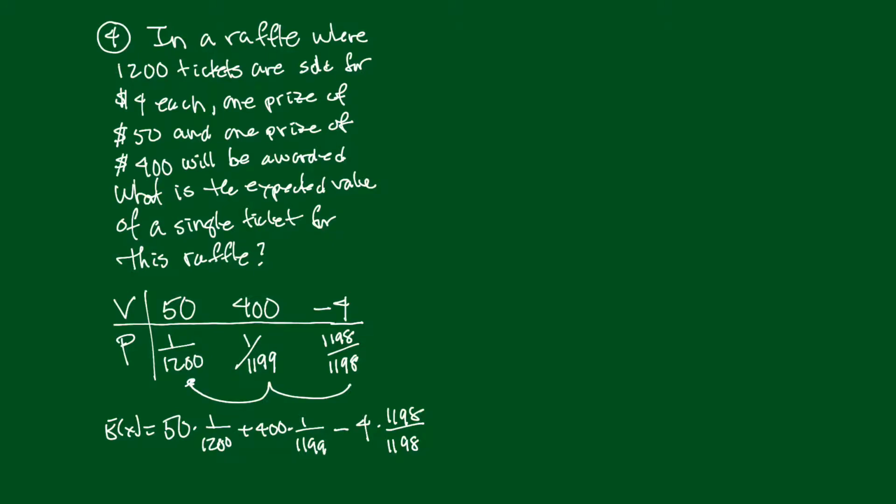When I make this computation, I got the expected value to be negative 3.624, but it's money, so I'm going to round to the nearest cent. So I'm going to say that the expected value here is -3.62. So what it means is that every time you buy a ticket, it costs you $4 for a ticket, you can expect to lose $3.62 on the average.